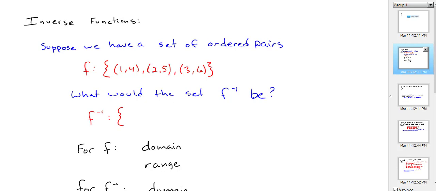Inverse functions. Suppose we had a set of ordered pairs, f, I should say, is {1, 4}, {2, 5}, and {3, 6}. And remember, squiggle brackets are the way of writing a list. This list is called f. What would f inverse be?